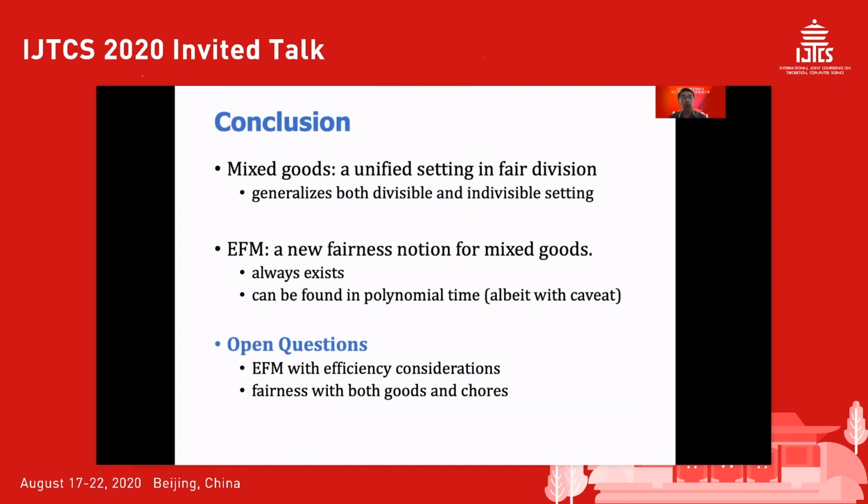There are some interesting open questions. For example, we can ask, can we combine EFM with some efficiency considerations such as Pareto optimality together? Or we could also consider, how do we define fairness when we have both goods and chores? And can we show its existence? So in general, I believe this is a very new research direction for this mixed good setting, and there are lots of new questions to think about.